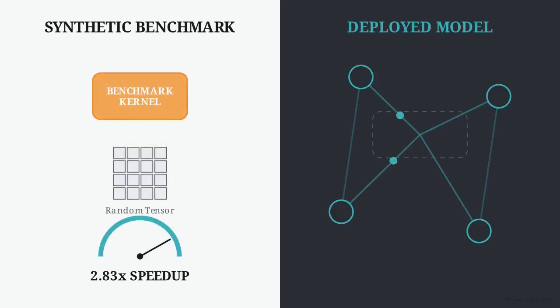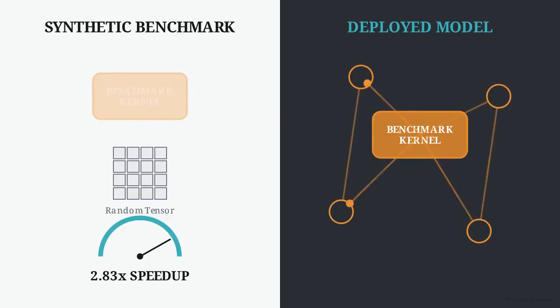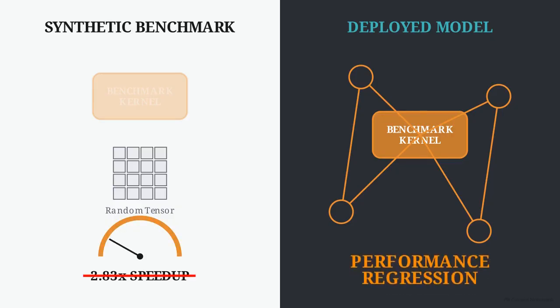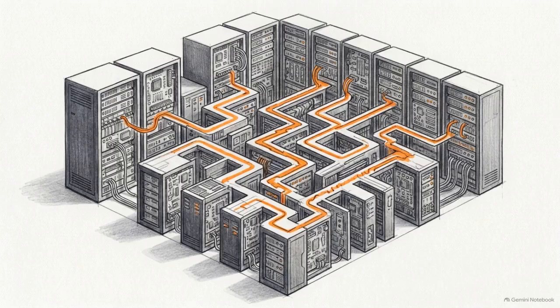This graphic shows the disconnect. On the left, a benchmark environment processes uniform data. On the right, a deployed PyTorch model operates as a sprawling execution graph. Dragging the isolated kernel into the live model destroys execution speed. To solve this, engineers must stop optimizing kernels in isolation. The optimization target has to be the exact execution path captured from inside a running model.